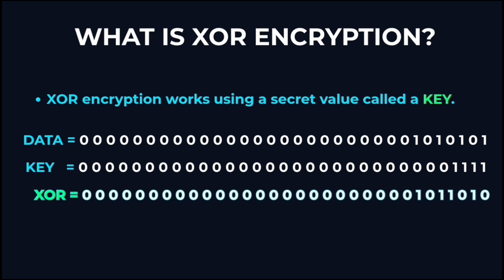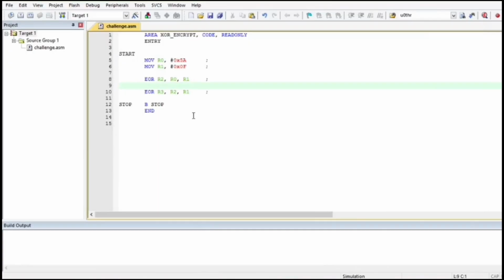In ARM7 assembly, XOR is performed using the EOR instruction. Hence, that is what you will be seeing in our actual ARM7 code. First of all, let us check if this code has any error. No error, so we'll go ahead with debugging.